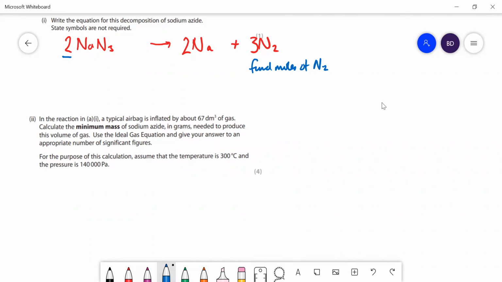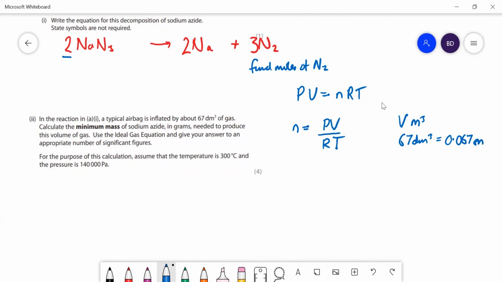So we use the ideal gas equation. PV is equal to nRT. Rearrange to find the number of moles of gas. So n is equal to PV over RT. Now, I've got to be very careful with the units in the ideal gas equation, particularly with volume. That has got to be measured in meters cubed. Now, the volume is 67 decimeters cubed. There are 1,000 decimeters cubed in a meter cubed, so that is equal to dividing by 1,000, 0.067 meters cubed.